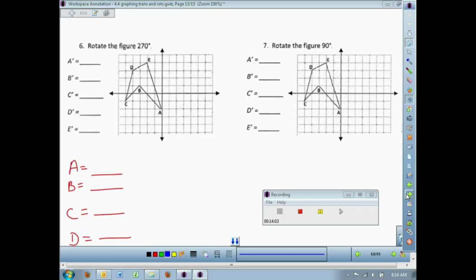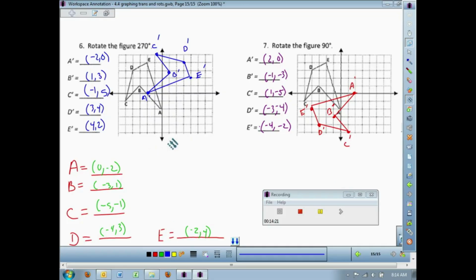And then the last two: figure out where your original points are first, A, B, C, D, and E. It's the same graph on both of them, so just over here on your left margin, which I didn't have room for. Then use your rules. Go ahead and do both of them. Just pause the video and do both of them. When you're done, it should have looked like so.